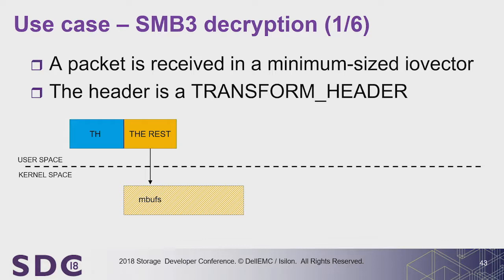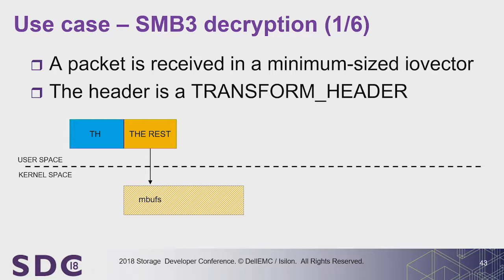We get, again, a packet received in a minimum size IO vector. Just something in the front that's going to remain in the user space. The rest, we'll see how it goes. It turns out that the header is an SMB3 transform header, which means that what's behind it in the received packet is going to be encrypted. If it's encrypted, then obviously we need to decrypt it.